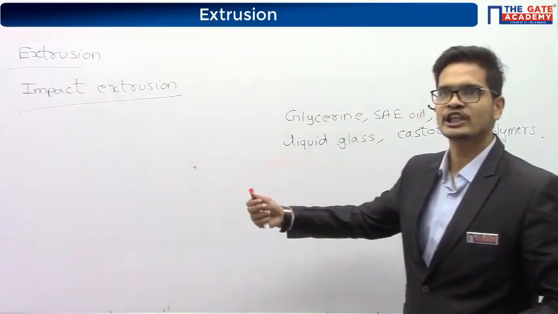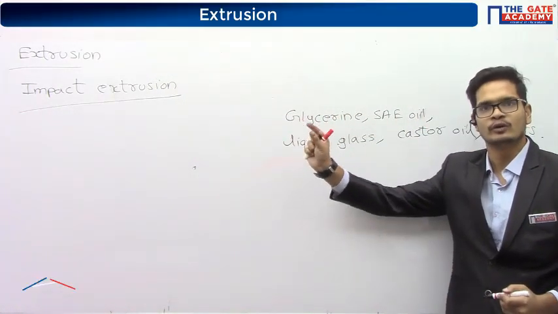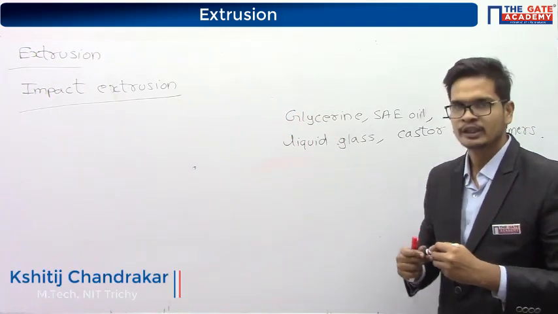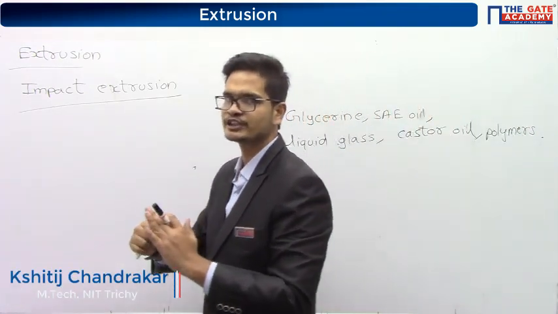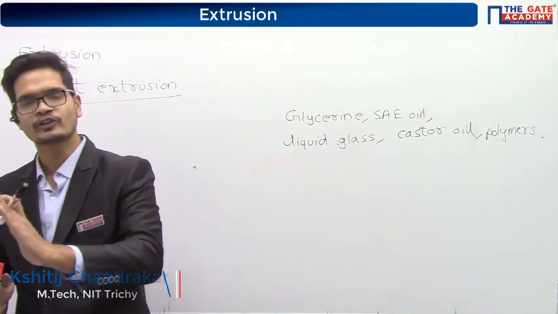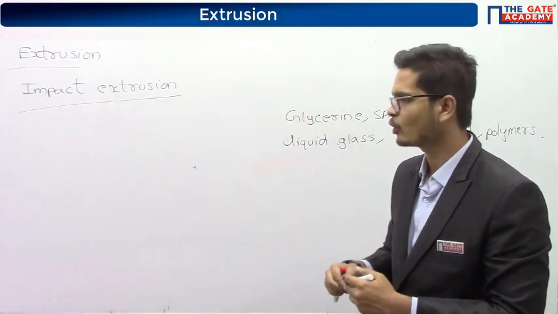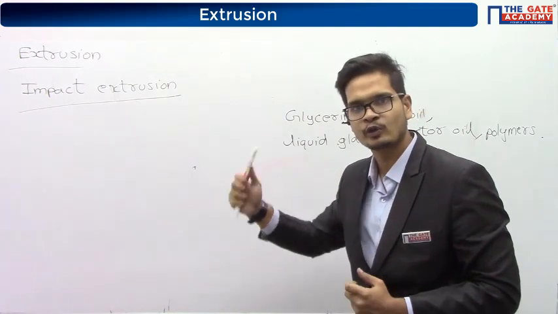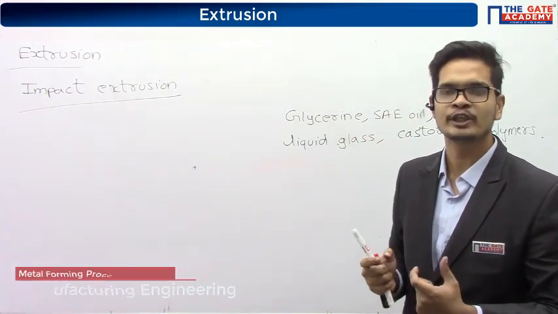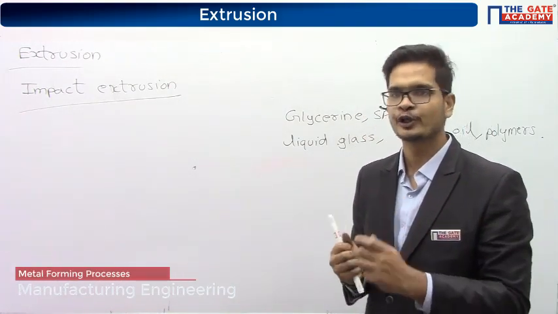So from the name itself you can get some info. The name is impact extrusion. Till now, whichever extrusion process we have seen, in that there was a gradual movement of the ram. But here, the ram will come down suddenly, and because of the impact load produced, we'll be able to make thin wall tubes.